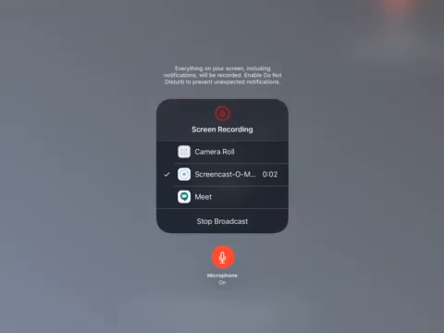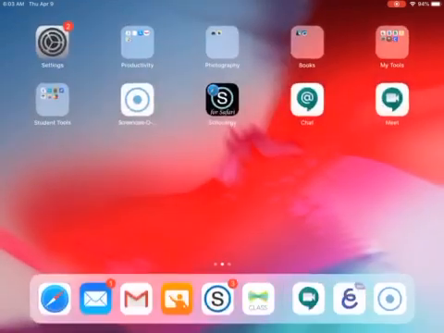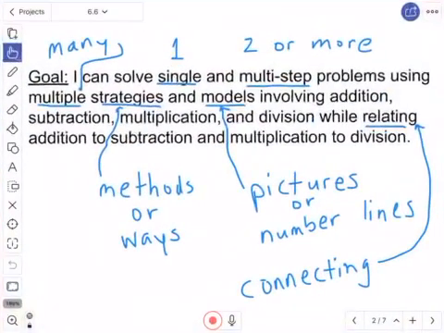Back, everybody. We're going to be starting our next math lesson today. We are doing Unit 6, Lesson 6. Let's start by writing our goal. I can solve. Ready? I can solve single and multi-step problems using multiple strategies and models.